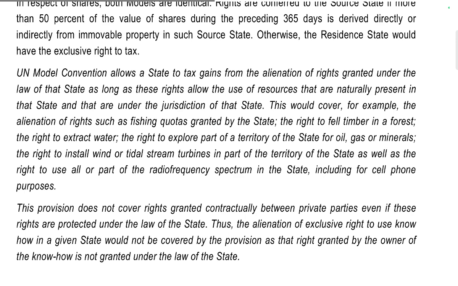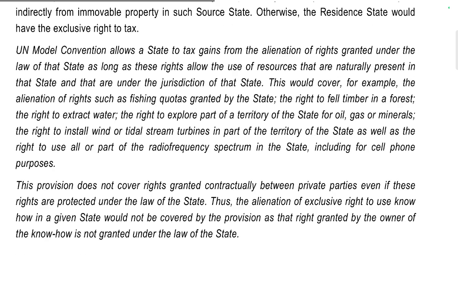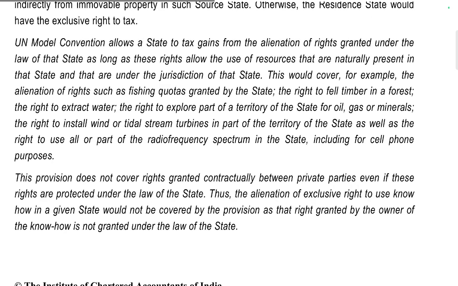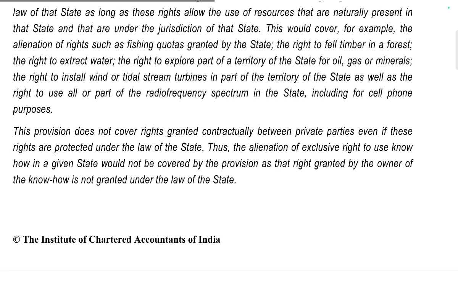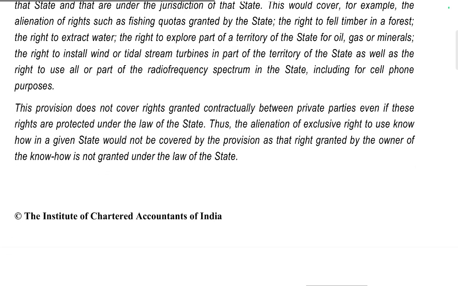The UN Model Convention allows the state to tax gains from the alienation of rights granted under the law of the state, along with the rights to use resources that are naturally present in the state and that are under the jurisdiction of the state. This covers, for example, the alienation of rights such as fishing quotas granted by the state, the right to fell timber in a forest, the right to extract water, the right to explore part of the territory of the state for oil, gas and minerals, the right to install wind turbines or tidal stream engines in part of the territory of the state, as well as a right to use all or part of the radio frequency spectrum of the state, including for cell phone purposes.